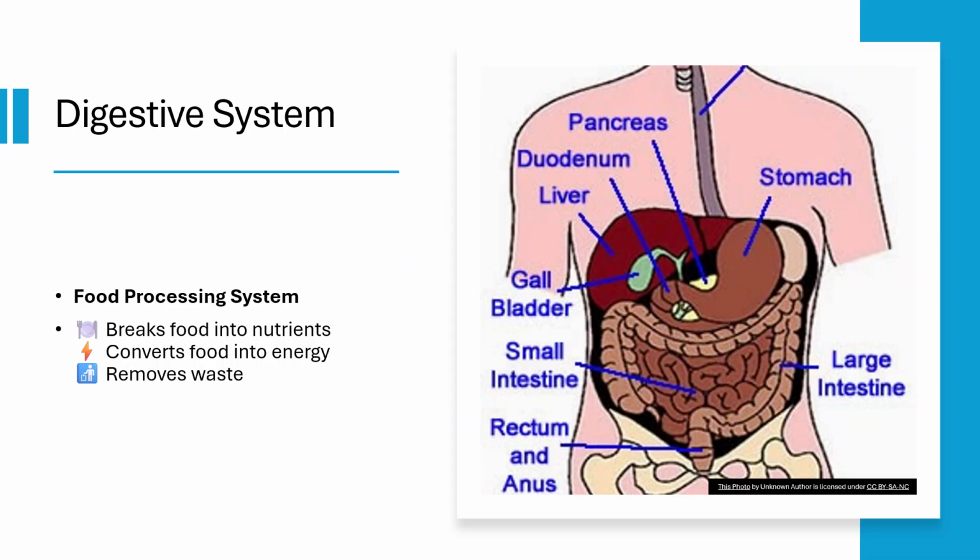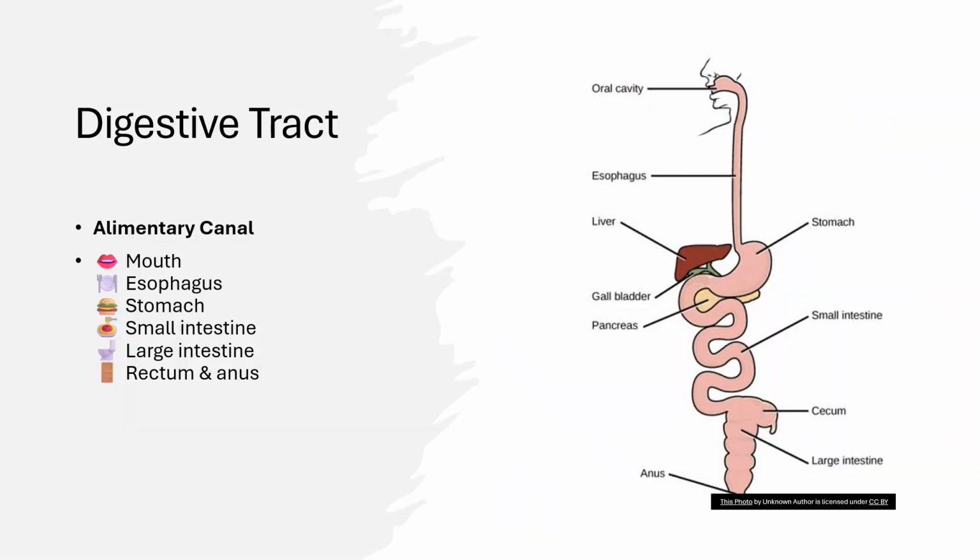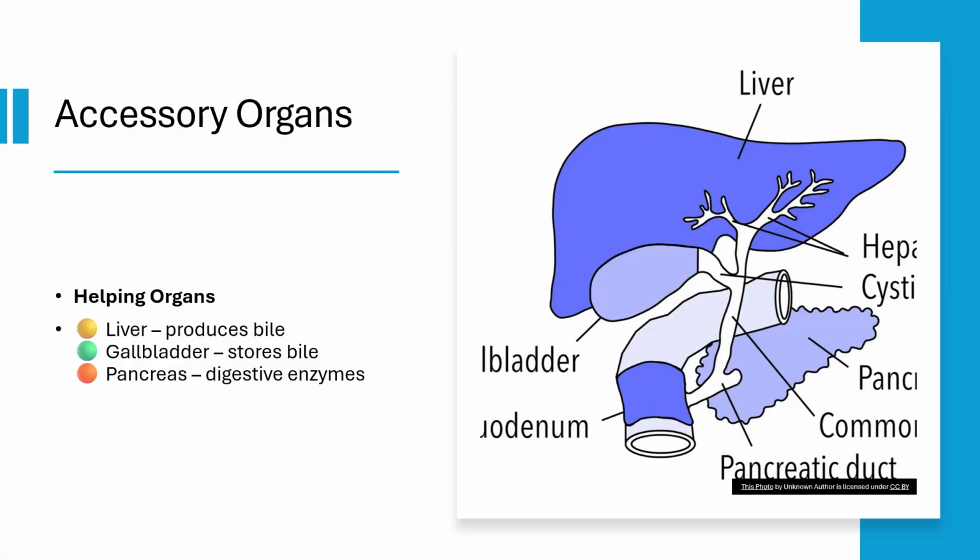The digestive system breaks food into nutrients that the body uses for energy, growth and repair. Food travels through the alimentary canal starting from the mouth and ending at the anus where waste is removed. These organs help digestion by producing and storing substances that break down food in the intestines.